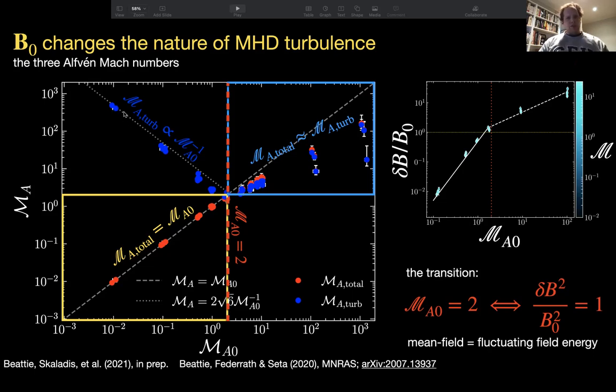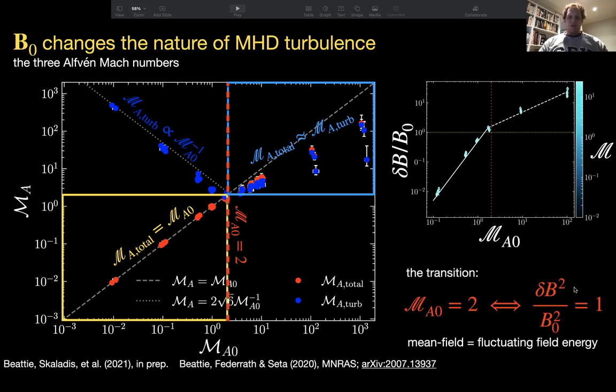And it follows a power law. So the fluctuations are getting more energy as we weaken the mean field, and then they converge around Mach alpha 2. So Mach alpha 2 is this transition Alfvén Mach number. Why is it a transition Alfvén Mach number? Well, if you look at the delta B over B naught plot here, these are just the magnitudes of each one of these quantities. You can see at Mach alpha 2, something interesting happens.